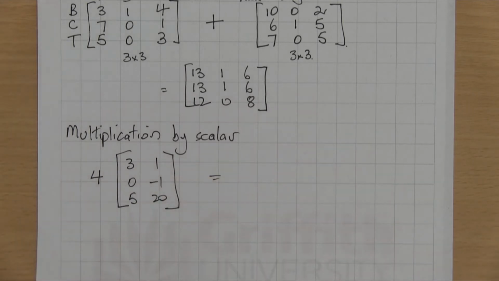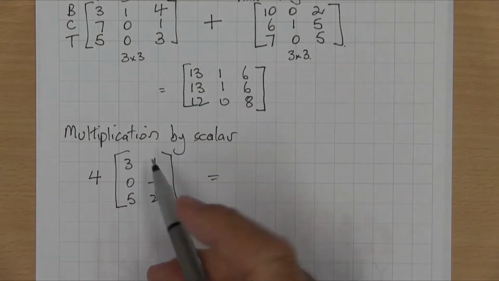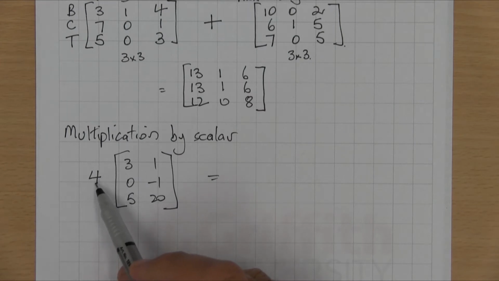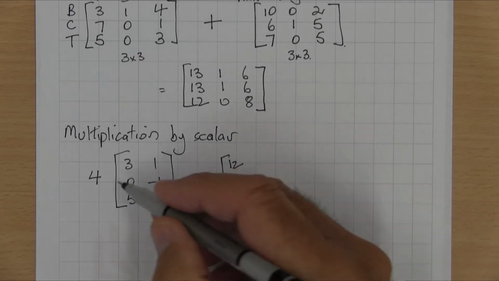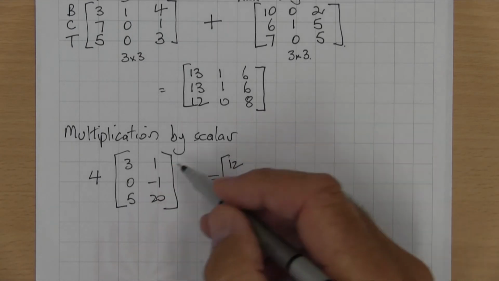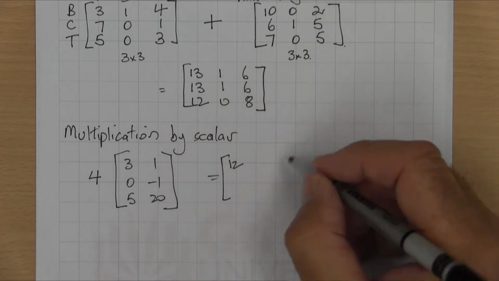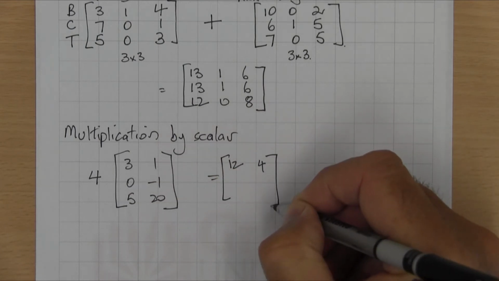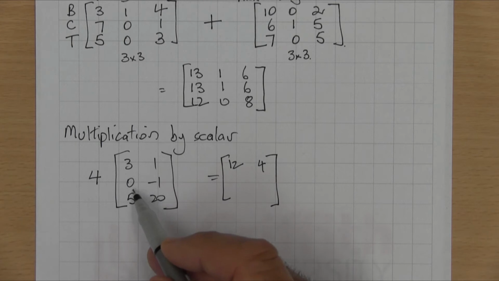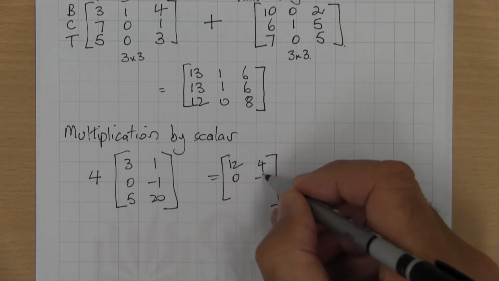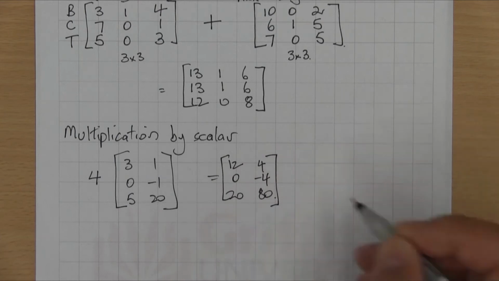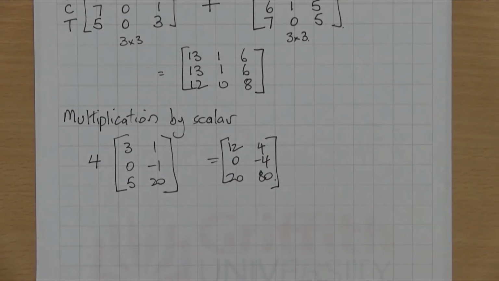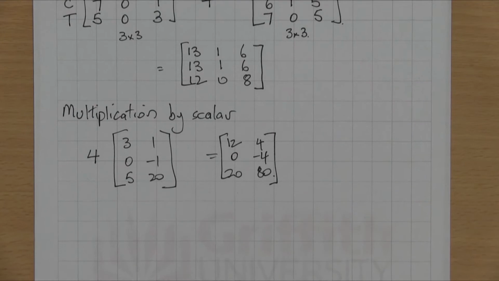This is representing some data, and we're going to multiply by the scalar 4. 4 is simply just multiplied by each of the entries. So 4 3s are 12, it doesn't matter which order you do them in as long as you get them all right. 4 3s are 12, 4 1s are 4. So I'll do the top row and then I'll do the second row. 4 0s are 0, 4 times -1 is -4, and then 20 and then 80. Okay, so that's multiplication by a scalar.